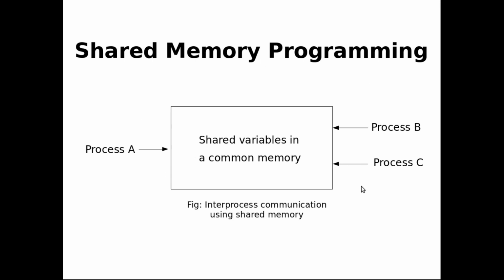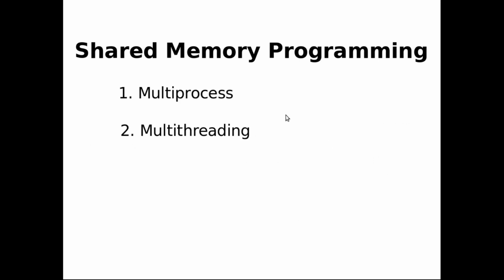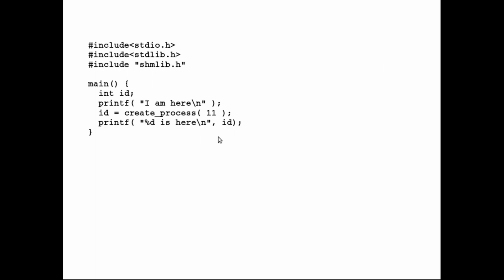So this programming model can be used for multi-core programming, and as I said, these may be different processes or they may be different threads, and so we can do shared memory programming using multiple processes or using multiple threads. In today's class we will look at multi-process programming, and this is the first simple program with which we'll try to understand how to create multiple processes.